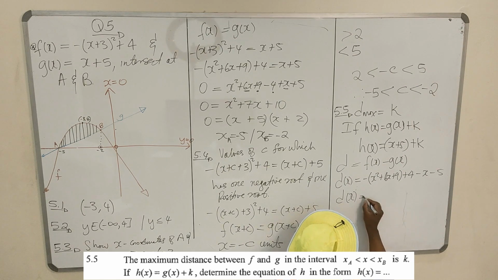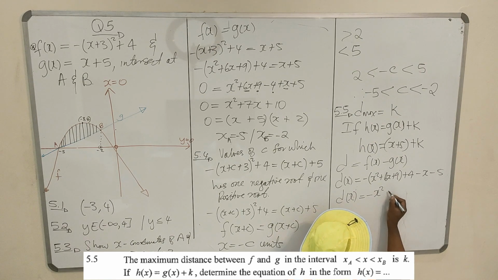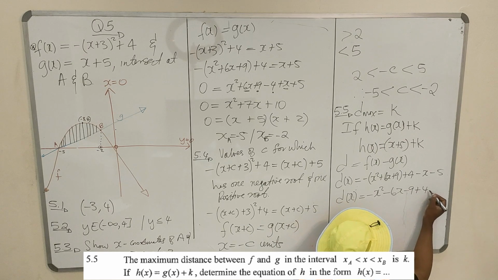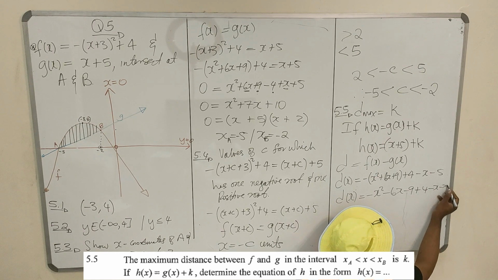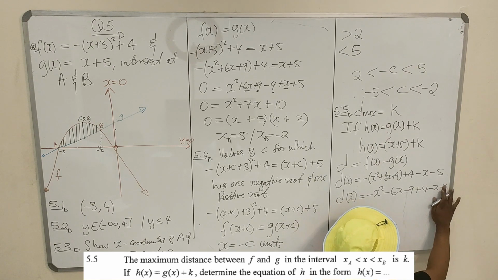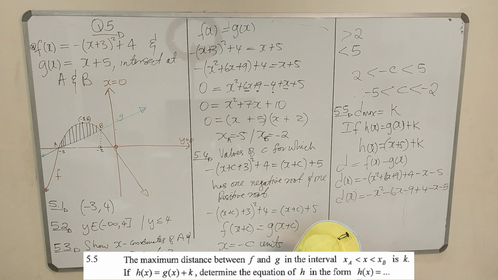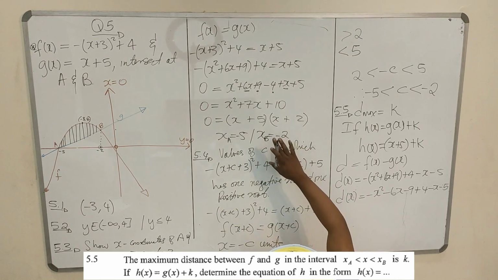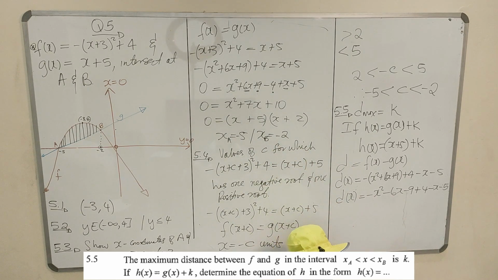The distance between these two is minus x squared minus 6x minus 9, plus 4 minus x minus 5. I think it's going to be the same as that one, because we subtracted the two there. But it's just that it's going to be negative. It's going to be reverse sign now.